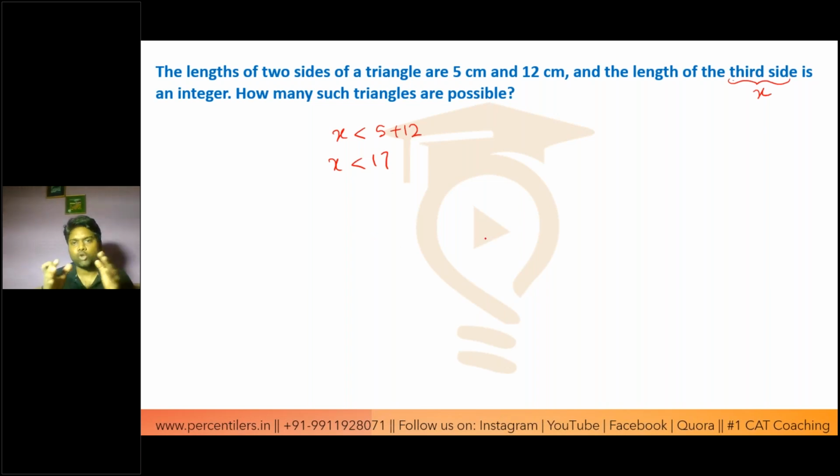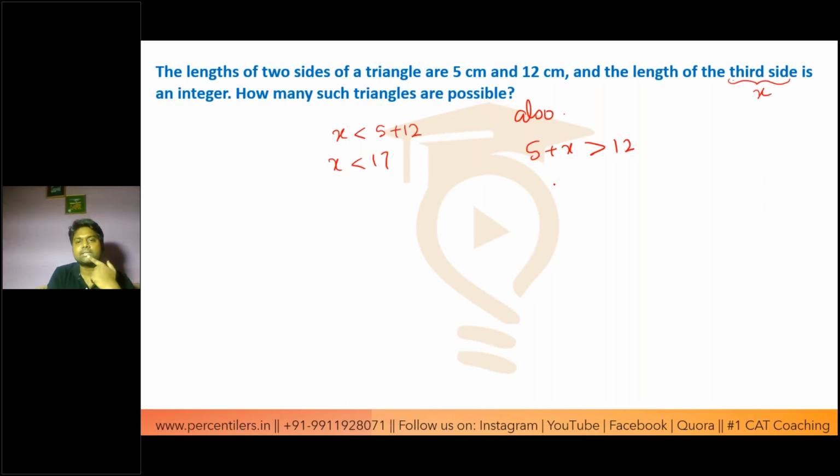So a lot of you stopped at this and you counted all the integers less than 17, so you gave the answer 16. But for once, had you also taken that 5 plus x should also be greater than 12, right? Sum of any two sides must be greater than the third side.